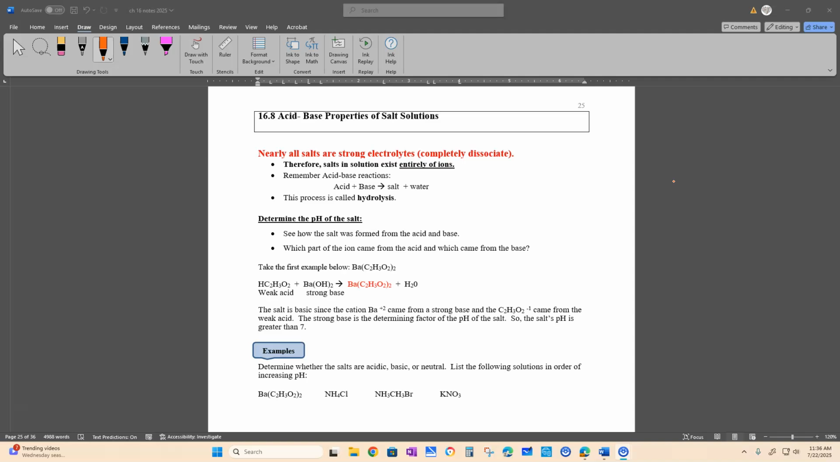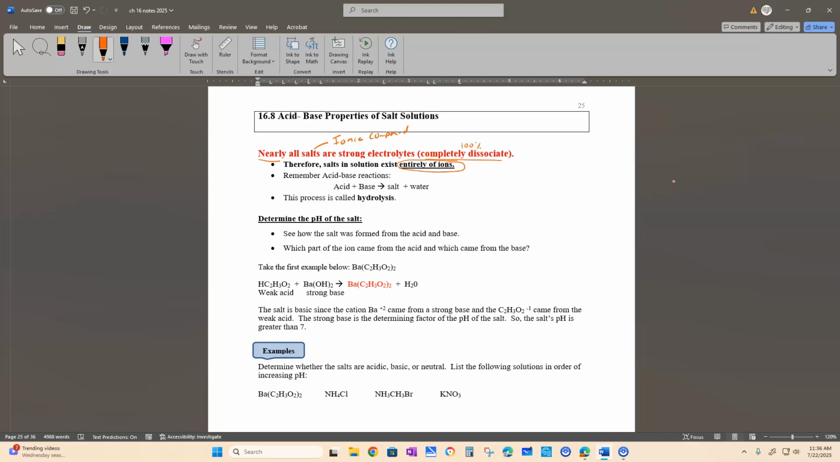Nearly all salts are strong electrolytes. Remember, strong electrolytes, all salts, because they're ionic compounds. But it didn't say the word always. It said nearly. And remember, if they're strong electrolytes, they 100% completely dissociate. So therefore, salts in solution, they're ions.